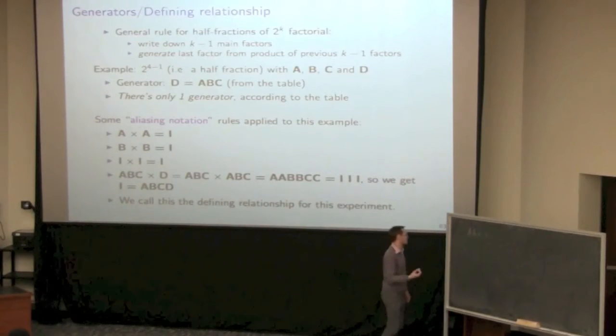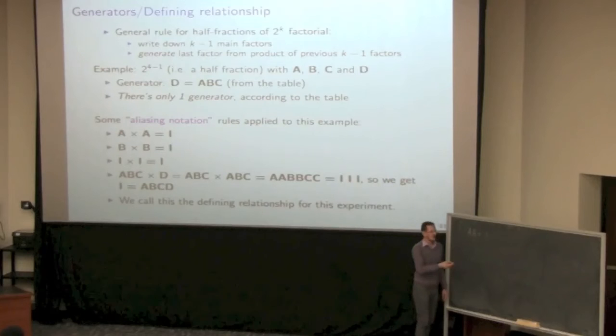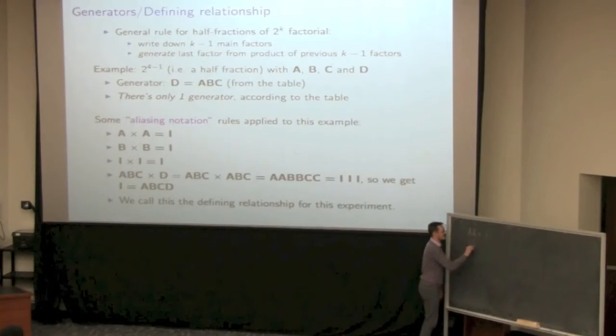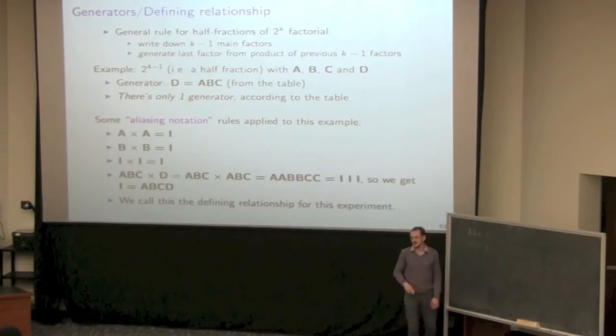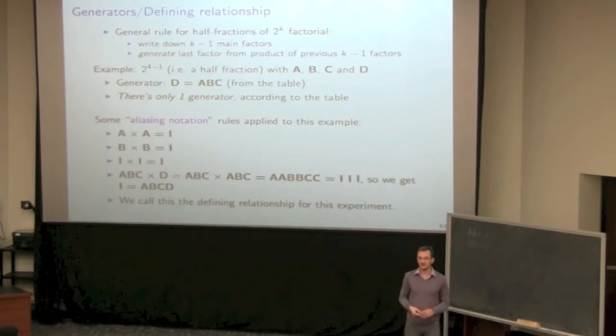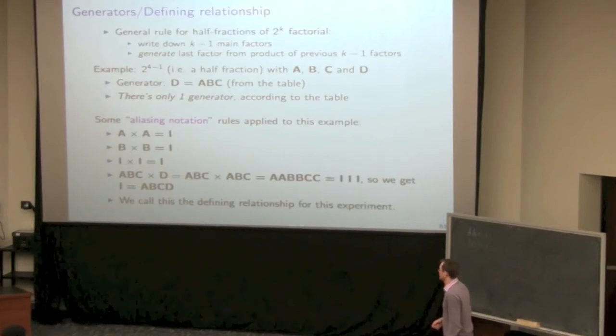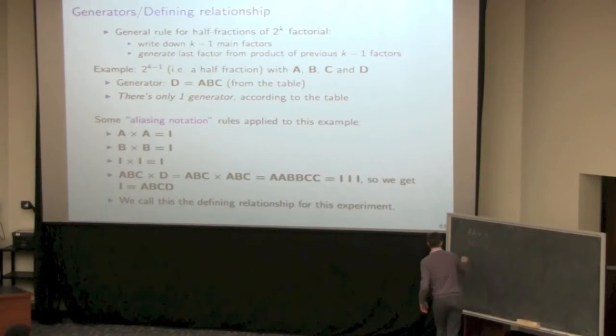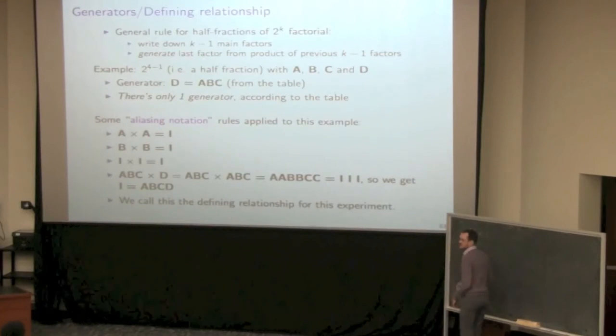You can get that for any combination of factor itself. So if I say D times D, I'll always get the identity. So that's true for every main effect variable multiplied by itself. We also have the obvious rule that the identity times the identity is equal to the identity.